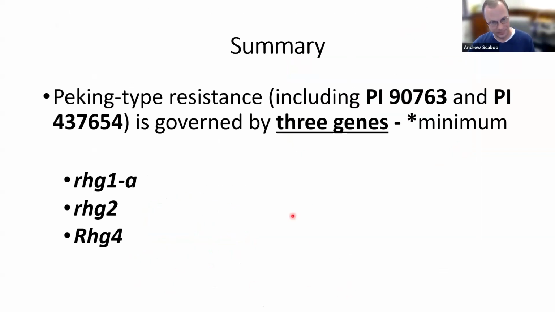So in summary, that work really highlighted that Peking type resistance is 3 genes. If you're a farmer and you're having a problem with nematodes, you have virulent nematodes, high populations, and you ask for Peking type resistance, make sure it has all 3 of these genes, or these 2 at a minimum.